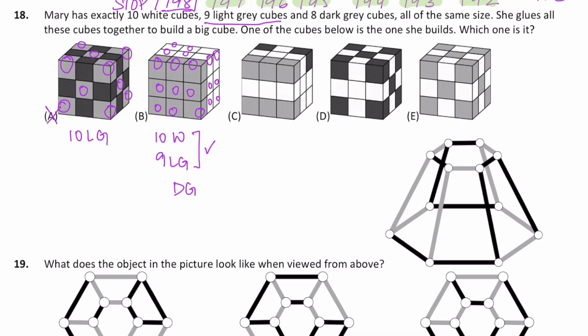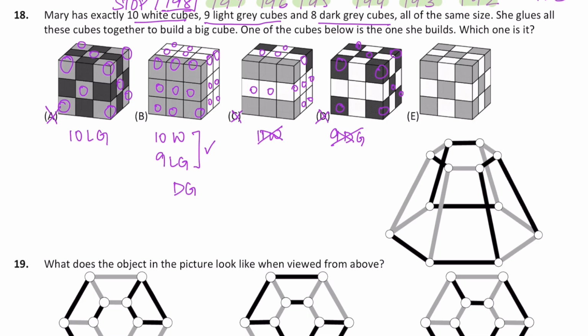C has more white cubes that are visible. So 1, 2, 3, 4, 5, 6, 7, 8, 9, 10, 11 white cubes. That's not correct. We only have 10. Seems like there is more dark gray here, so let's count that. 1, 2, 3, 4, 5, 6, 7, 8, 9 dark gray cubes, but we only have 8, so can't work, right? C and D are wrong.